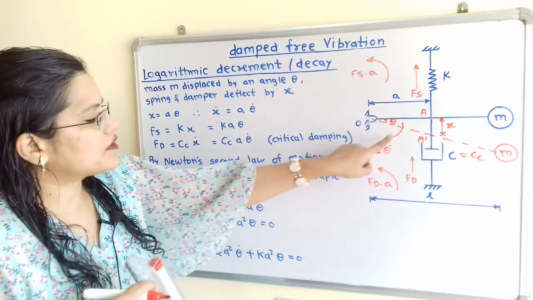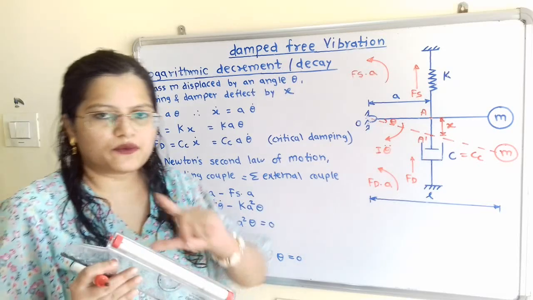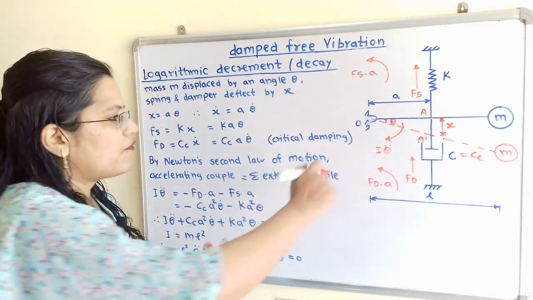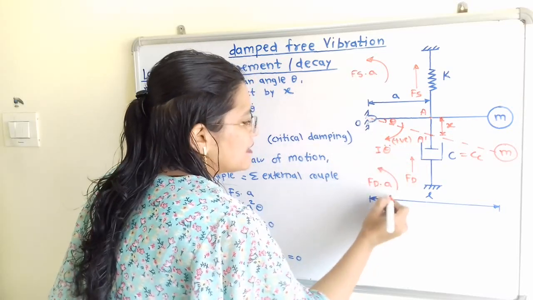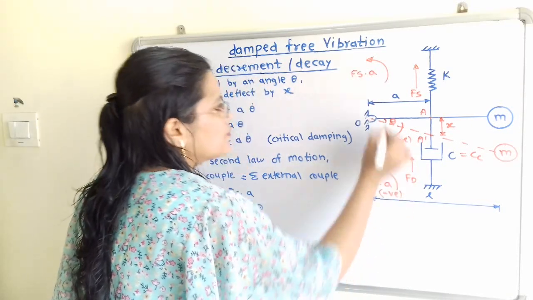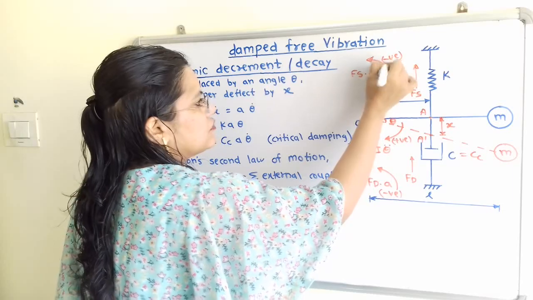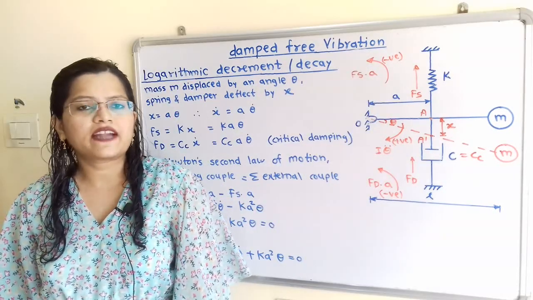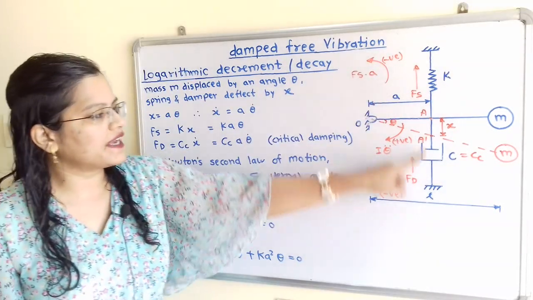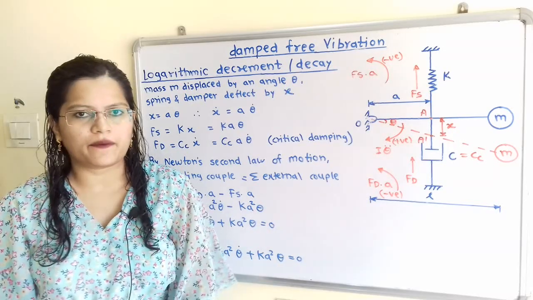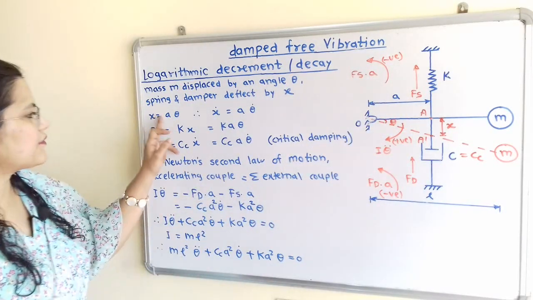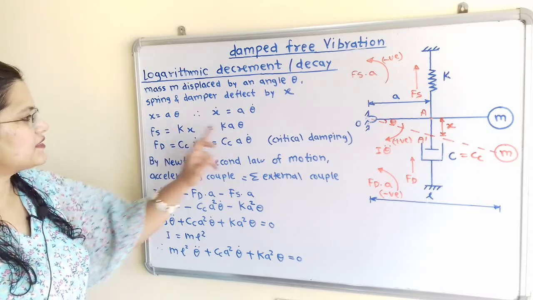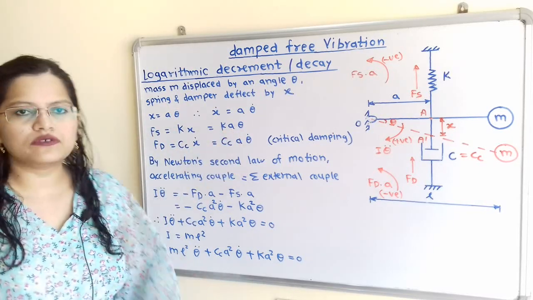Now if we observe this clockwise and anti-clockwise, both are in opposite direction. So for clockwise direction, if I consider positive sign, then for anti-clockwise direction we have to consider negative sign. Now we will write the two forces Fs and Fd in terms of theta. So Fs is equal to k into x. So x is equal to a theta. So we will write Fs is equal to k into a into theta.